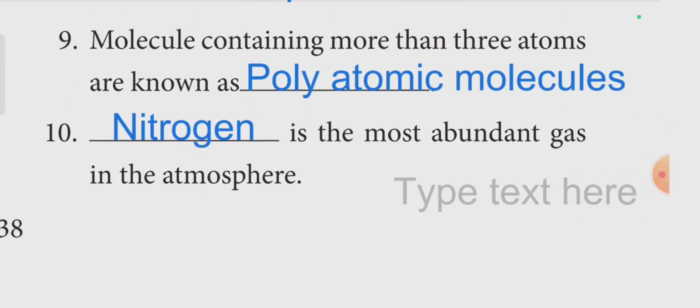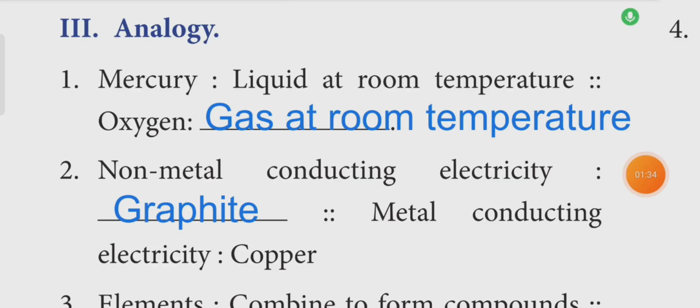Molecules containing more than 3 atoms are known as polyatomic molecules. Nitrogen is the most abundant gas in the atmosphere. Next, third Roman, analogy.